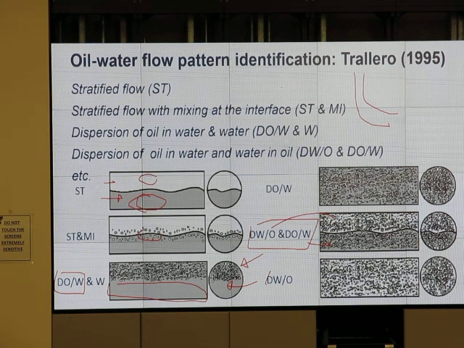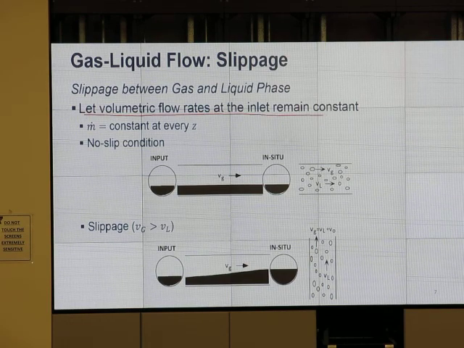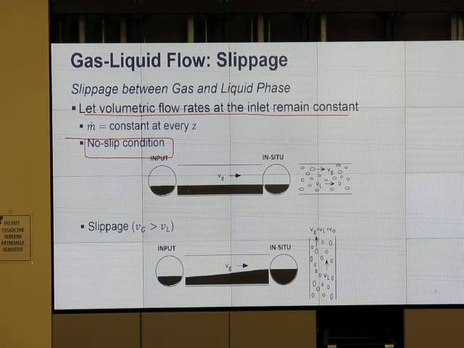Yes, it's going to be the problem, right? So we need to know it with a bit more confidence. Okay, slippage concept. The volumetric flow rate of gas remains constant. If we don't have any slip, flow rate constant, then liquid flow and gas flow, nothing happened.